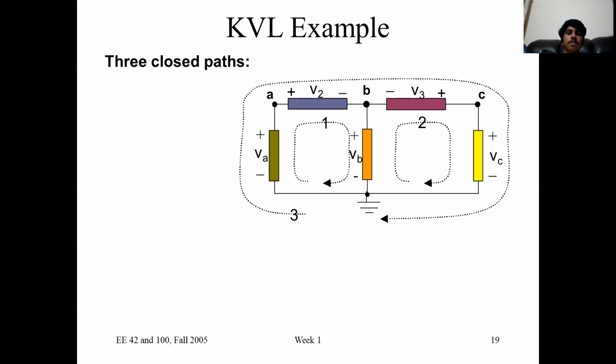Three closed paths. In this diagram, you can see there are 3 closed paths. One is AB with voltage V2, and V3 is the voltage between B and C, with the second closed path.